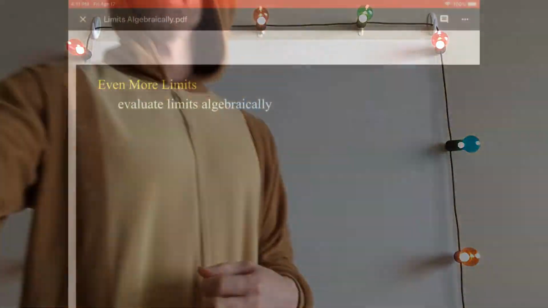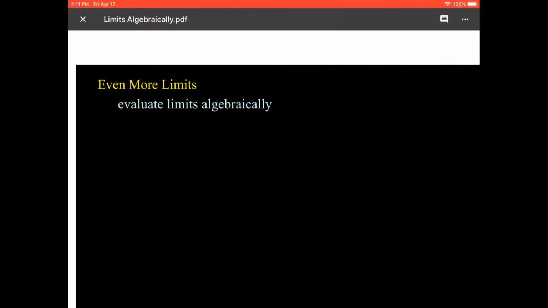Hey everyone, we're going to do one more day of limits, so let's get to it. Let's go dashing right through it. Alright, so again we said we're going to do a little bit more with limits. Today we're going to evaluate limits algebraically.